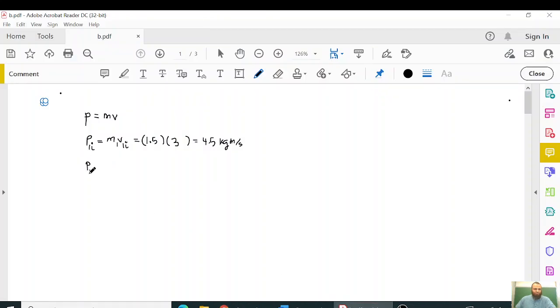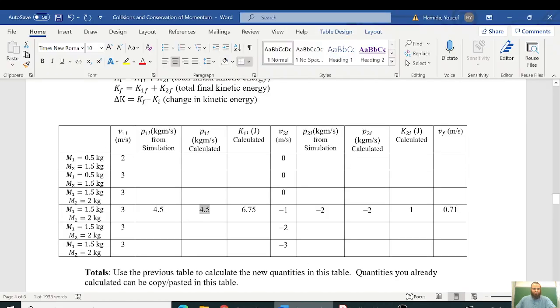P2 initial will be M2 V2 initial. The second mass shows it to be 2 kilograms, and its velocity was -1. So its momentum will be -2 kilogram meters per second. So let's record that. It says the mass is 2 kilograms and the velocity is -1. So the calculated momentum will be -2.